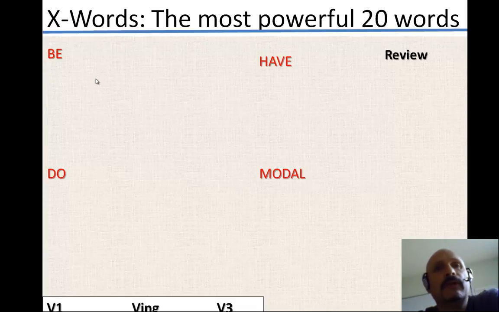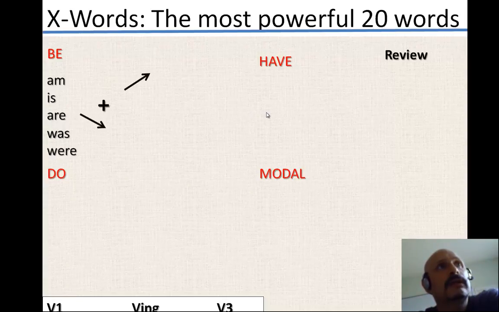Can you remember, in the be family there are 5, starting with am. Do you remember? Am, is, are, was, were. Now, the be family can go with 2 verb forms. The verb forms are on the bottom here. You have verb 1, which is the base form. You have verb ing, which is called the continuous form. And verb 3, which in grammar they call the past participle. But let's just call it verb 3.